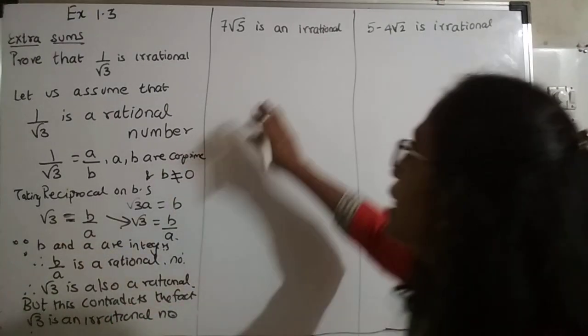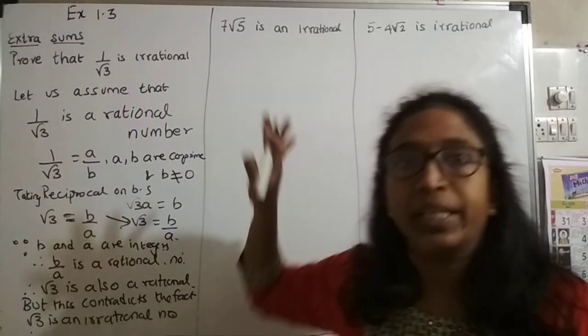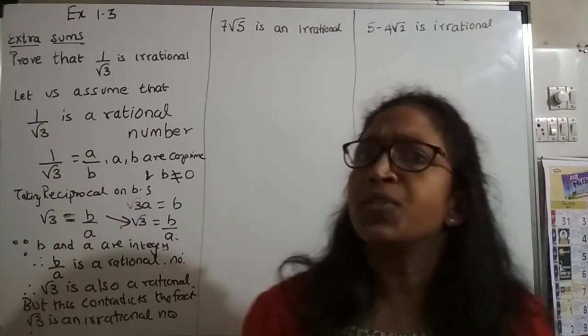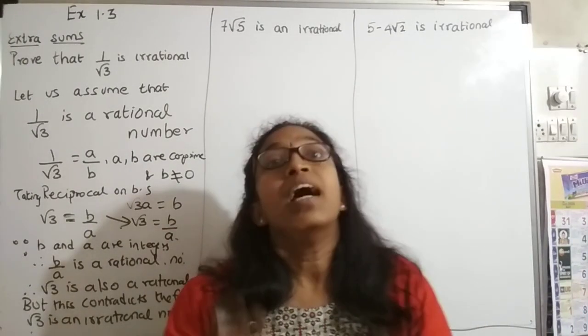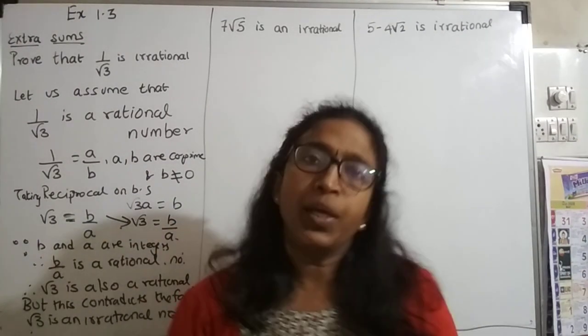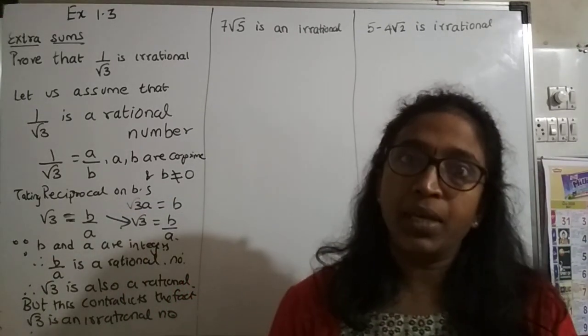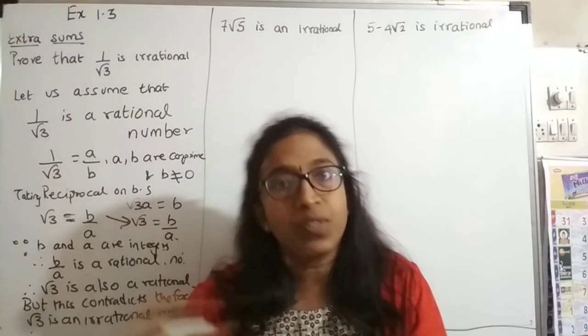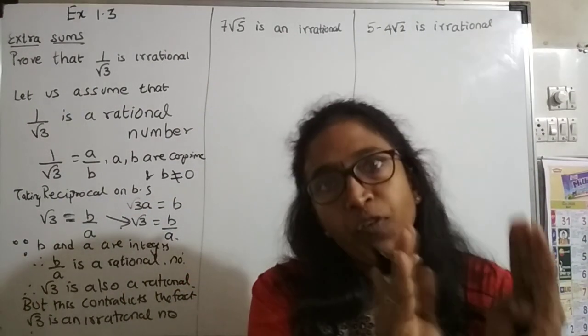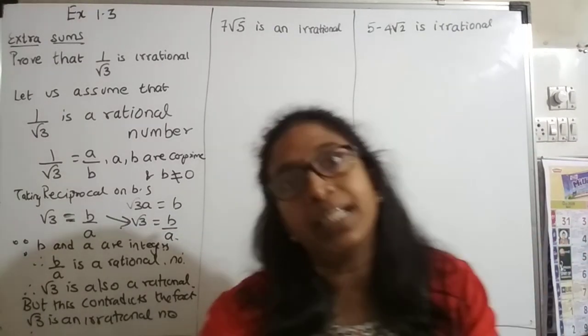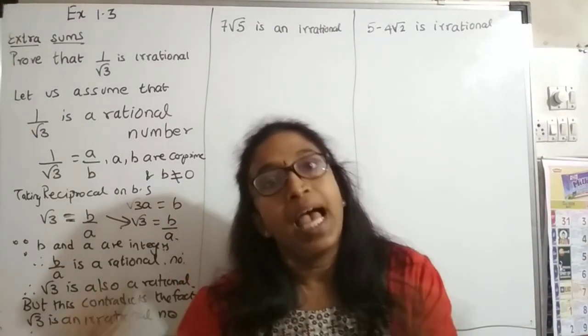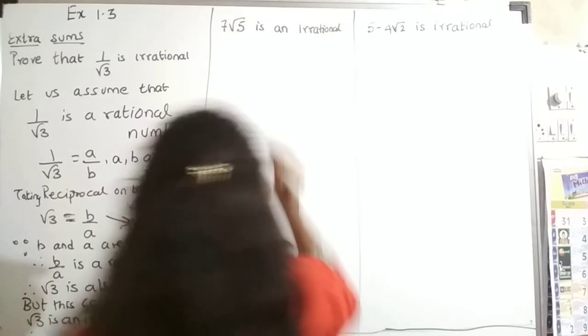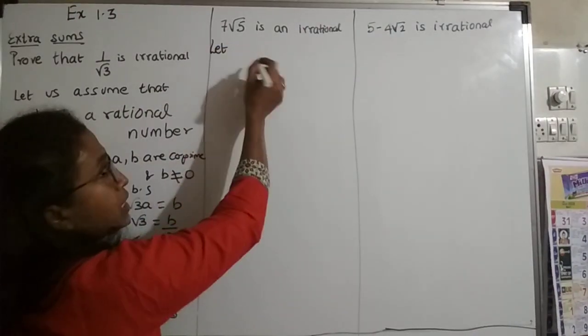Correct? Moving to the second sum, again we will use the contradiction method. So how will we say? Let us assume that 7 root 5 is a rational number. Therefore 7 root 5 equals a upon b, where a and b are co-prime integers and b not equal to 0, we will assume. Then we will keep root 5 on one side and take the 7 to the other side, and again we will follow the same argument. Let's see. Here I will not write the whole step, but you understand.